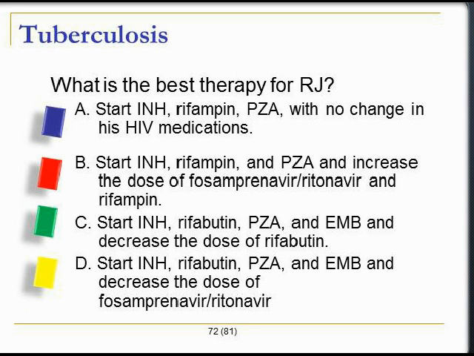So the best therapy then is not A or B, because those each have rifampin, and this patient is on a PI. So the best therapy is rifabutin, and then what you're going to have to do is decrease the dose of rifabutin because the PI is going to affect the levels of rifabutin. So the correct answer is C. Start the 4-drug therapy and decrease the dose of rifabutin.